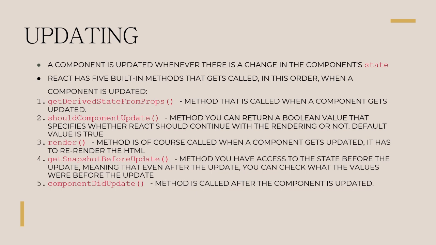Then again we have the render method, which is called when a component gets updated, as it has to re-render the HTML, which also means re-execute. With the getSnapshotBeforeUpdate method, you have access to the state before the update, meaning that even after the update you can check what the values were before the update. Then we have componentDidUpdate. This method is called after the component is updated.